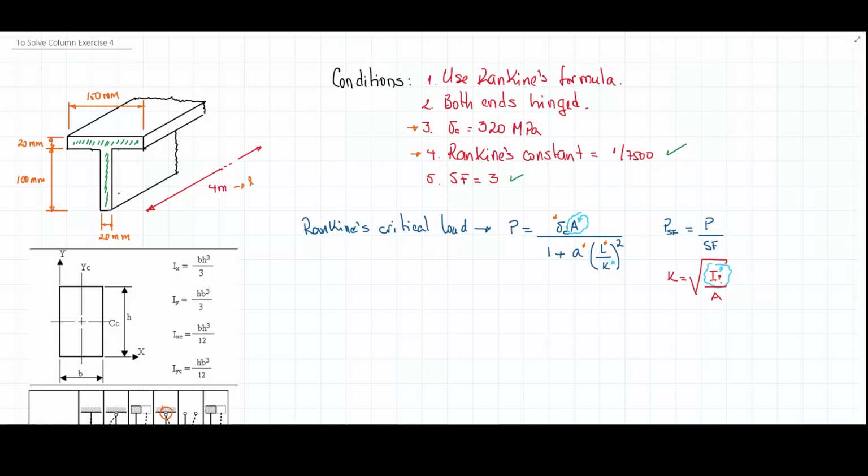So I'm missing the area. So let's calculate the area of this section. And by the way, if you have a question, please interrupt me. So we just tackle the questions as they are appearing. So let's start with this. Let's tackle the area.